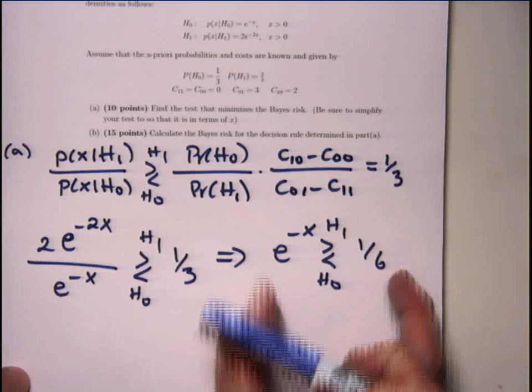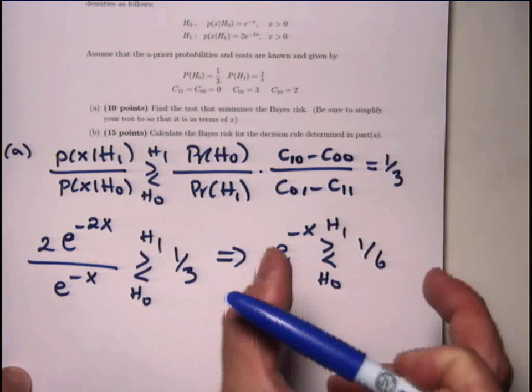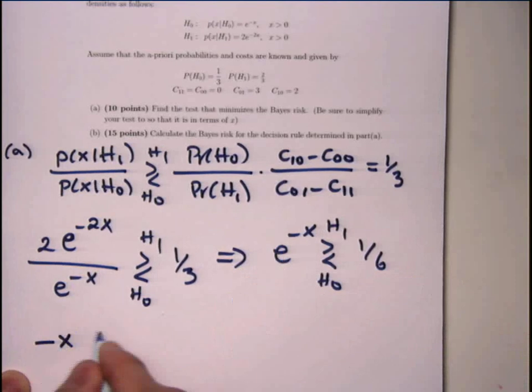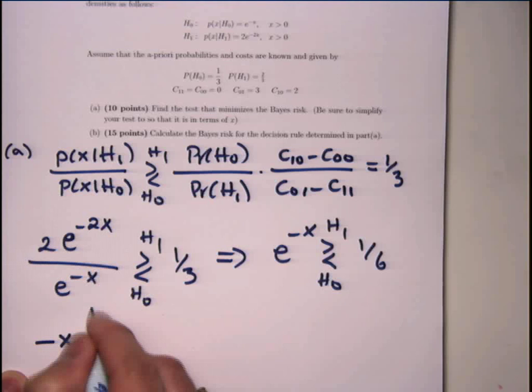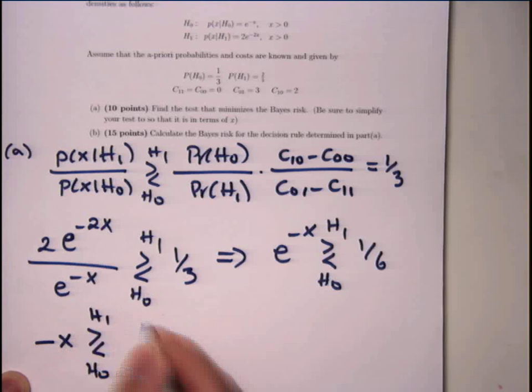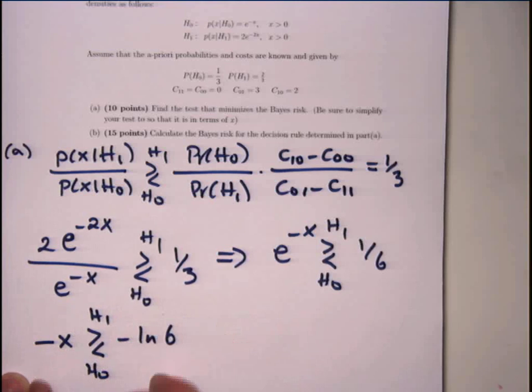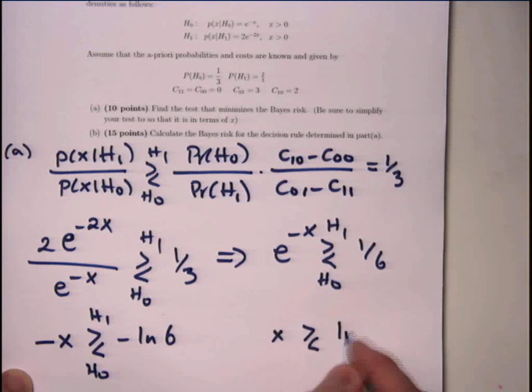So now let me take this and let me take log of both sides of this. So if I take log, what I now get is minus x, log of H1 over H0, minus log of 6. Right? Okay. I want it simpler still. I want it in terms of x, not minus x. So I say x log of 6.